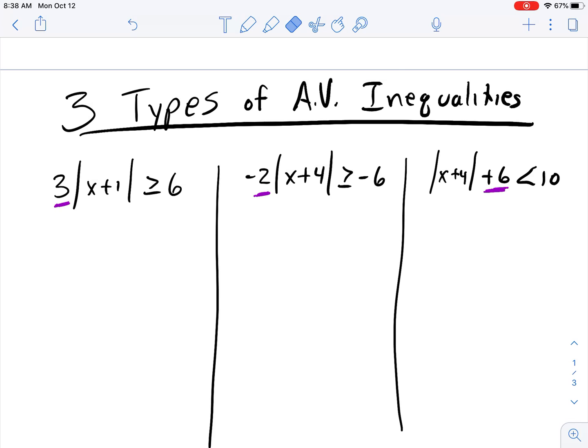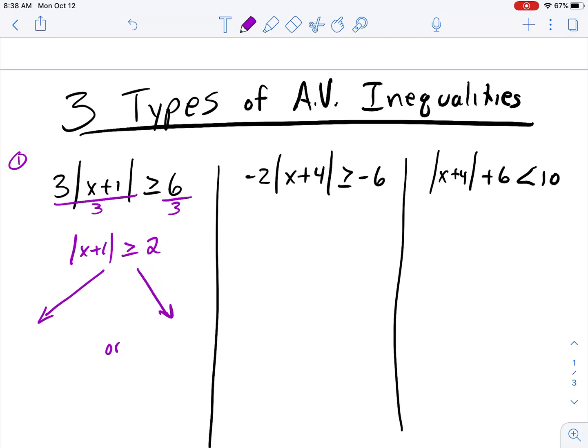So remember, before we determine whether an absolute value is going to give us an and or an or statement, we want to isolate that absolute value first. So for the first one over here on the left, I'm going to divide both sides by 3. And now I can determine if this is going to be an and or an or statement, and then I will split it.